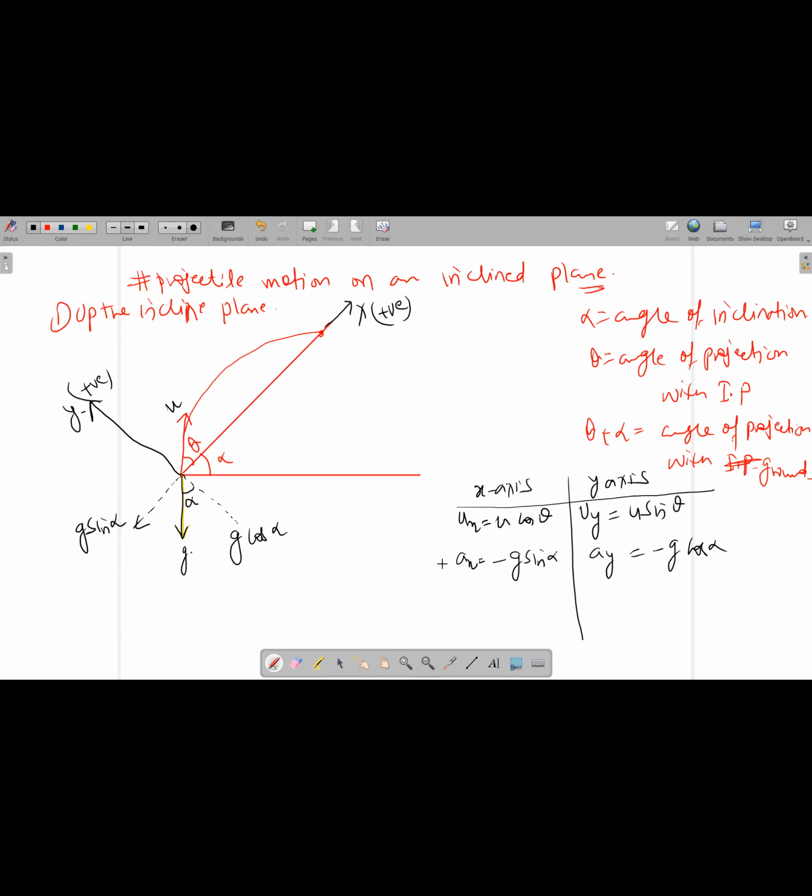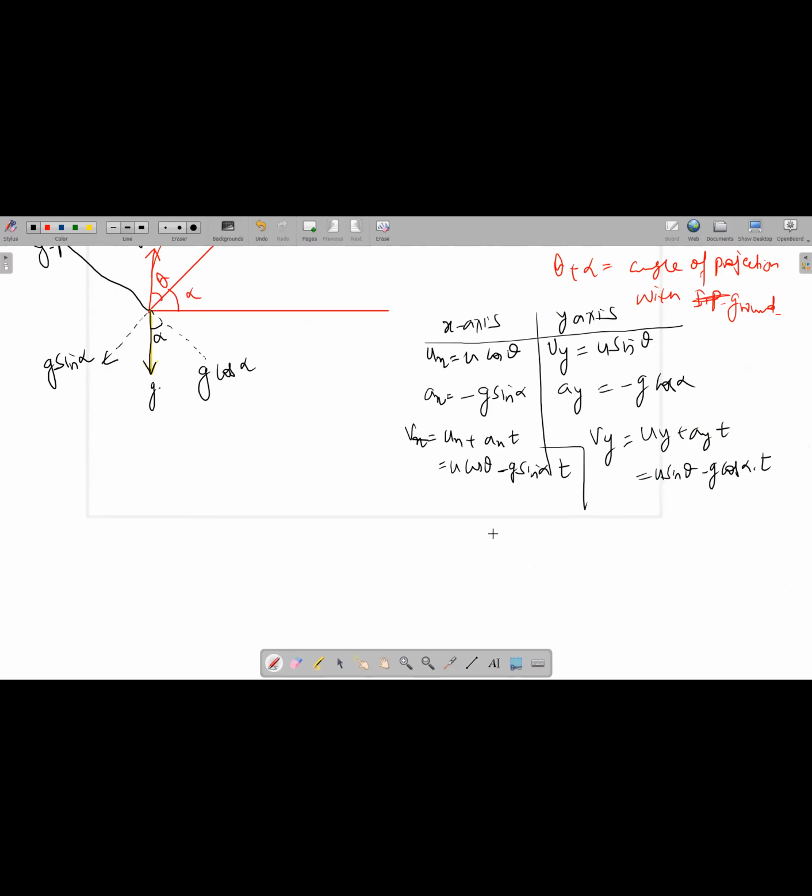Now, suppose we have to find the velocity at any moment. Velocity will have two components, Vx and Vy. We can simply find Vx equal to Ux plus Ax into t, because acceleration is constant, so we can apply this formula. So Vx is u cos theta minus g sin alpha into t. And Vy is Uy plus Ay into t, so Vy is u sin theta minus g cos alpha into t. That is how we can find velocity at any moment, written as Vx i plus Vy j.